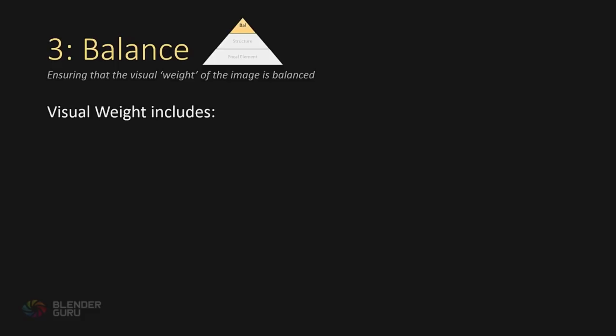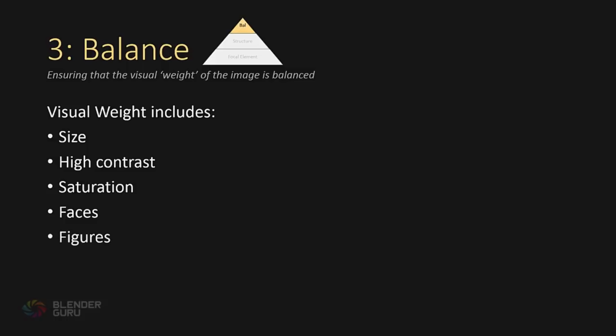So visual weight, when we talk about visual weight, we're essentially talking about the things we mentioned with the focal elements. So we've got size, high contrasting elements, the saturation, that adds more visual weight to things. Faces, that's a huge point of visual weight. It's just so striking, your eyes are drawn to it, as well as figures, body figures as well. So all these things add lots of weight to an image, so you then need to balance that out.